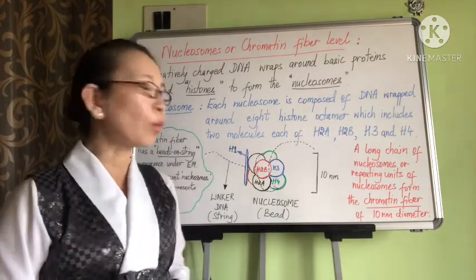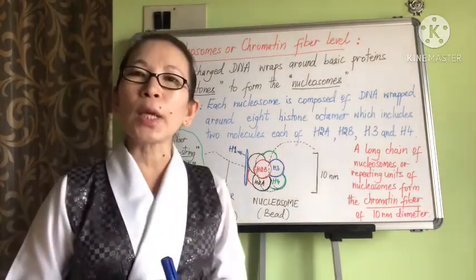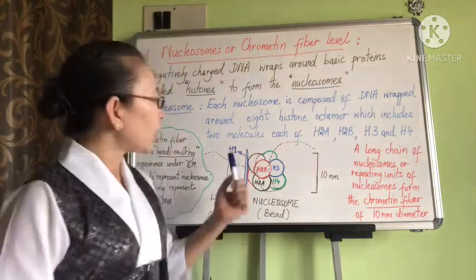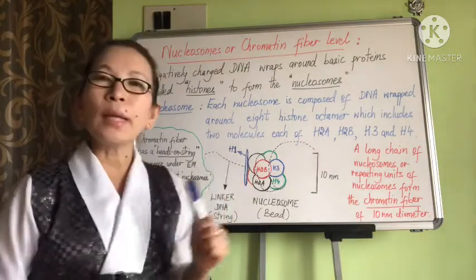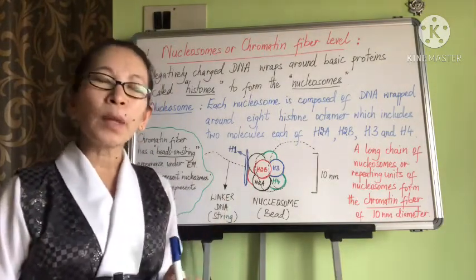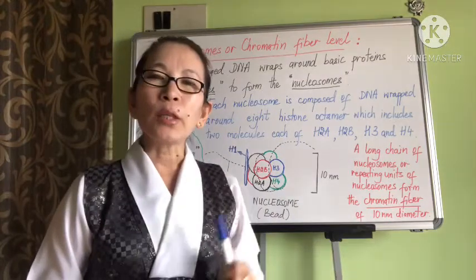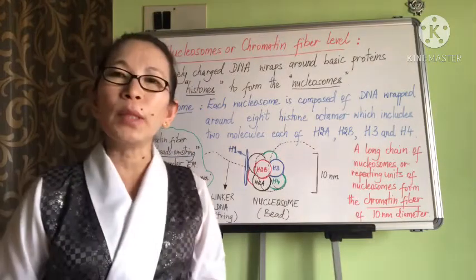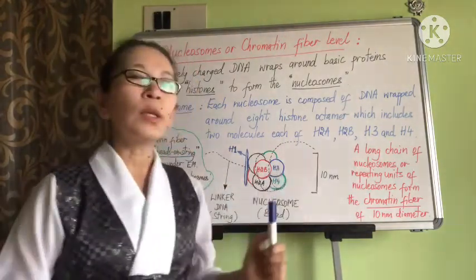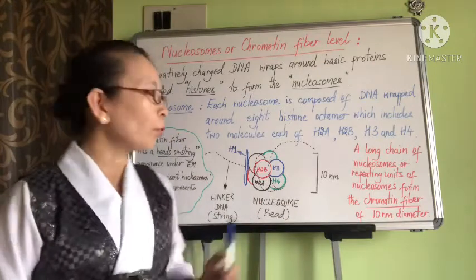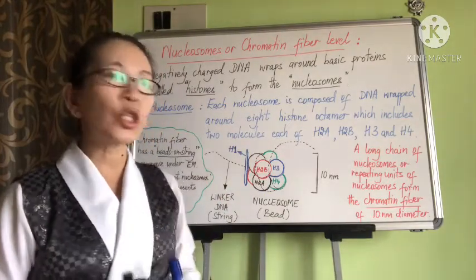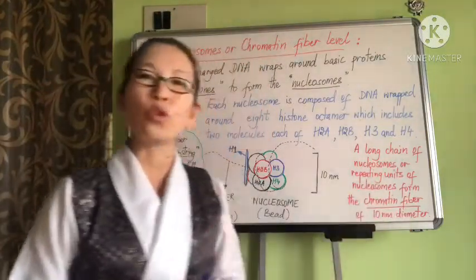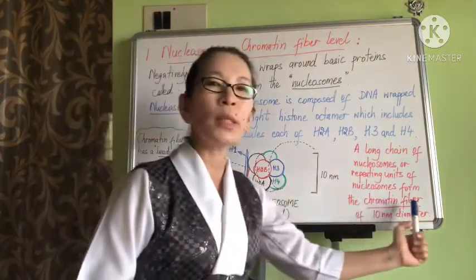And such a nucleosome complex is further sealed together or tightly stabilized together by a molecule of histone called H1 linker histone. And in this way, the long DNA molecule is wrapped around hundreds of thousands of histone octamers, forming a long chain or a repeating chain of nucleosomes. And such a long chain of nucleosomes or repeating units of nucleosomes is referred to as chromatin fiber.